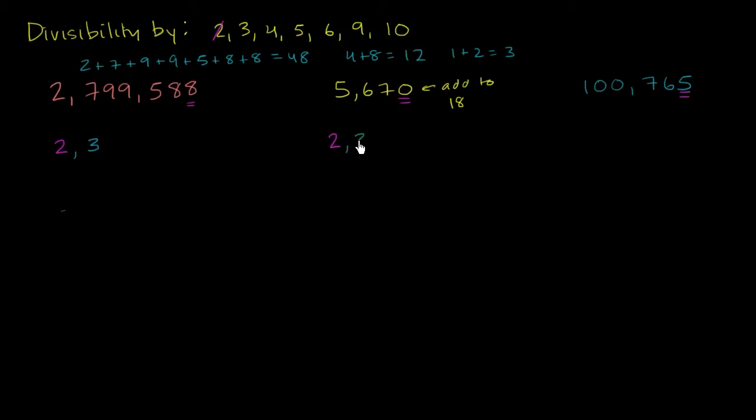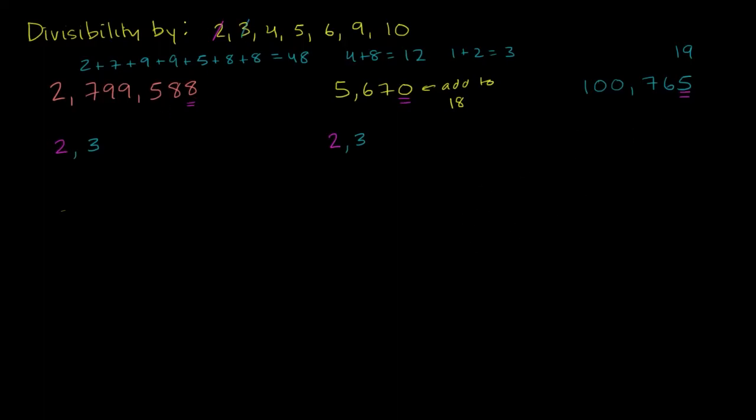And then finally, let's add up these digits. 1 plus 0 plus 7 is 8, plus 6 is 14, plus 5 is 19. Now, so we summed up the digits. 19 is not divisible by 3. So this one, we're not going to write a 3 right over there. It's not divisible by 3.